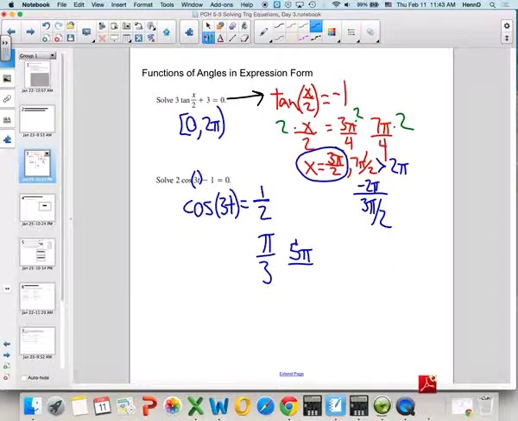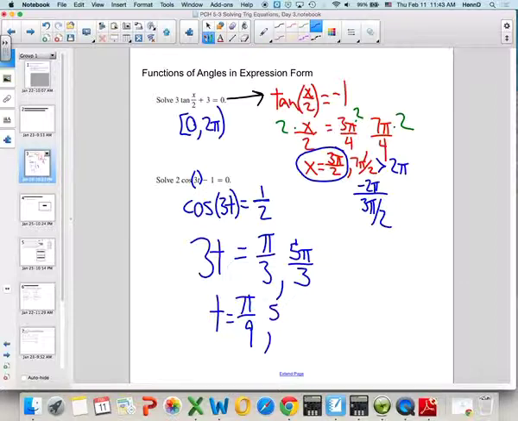So you guys are getting a lot more comfortable with this. Okay, so that equals what? Pi over 9. No, hang on. This equals 3t. So you're right. We're going to divide everything by 3. And we do get pi over 9 and 5 pi over 9.